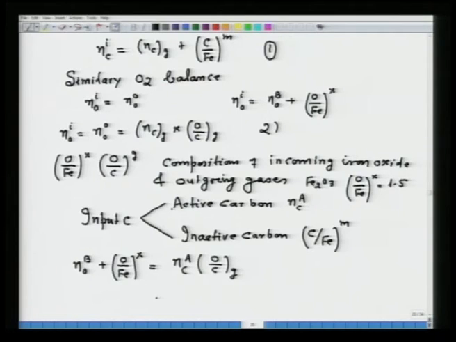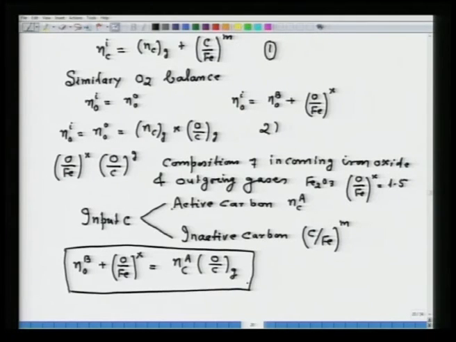You replace NOI by NOB plus O by Fe x, and NOO by NCG into O by CG, with NCG replaced by the active carbon. So, we get the material balance represented in the form of an equation. Now, we have an equation and we can plot it. Before I plot it, I will illustrate the use of this equation by a problem.